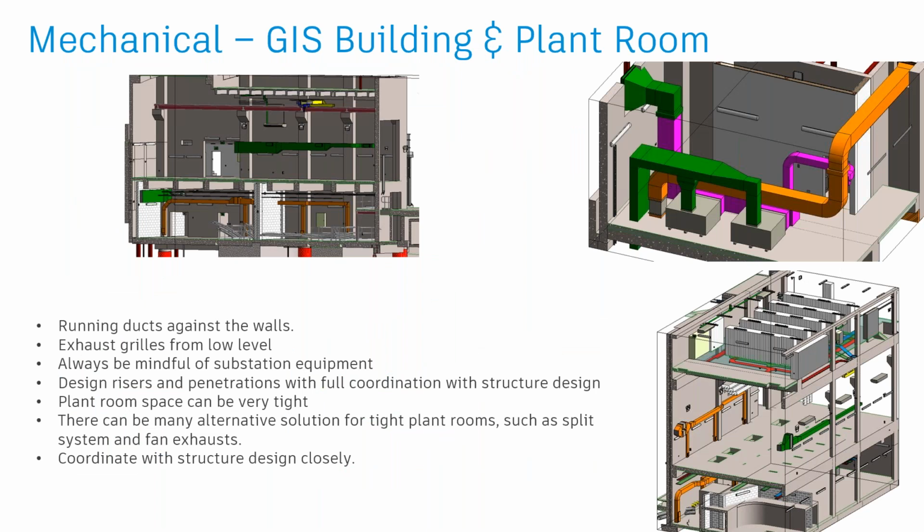Not forgetting one more aspect of the substation, the rooms, talking about the GIS building and the plant room, where we need to model things like exhaust grills and ducts. The space is so constrained that you have to be very careful about where you place your substation equipment, accounting for risers and penetrations, and the structural design so that it doesn't clash with your mechanical elements. That means making alternative design options in identifying the plant rooms which are very tight and constrained, and modeling things like split systems or fan exhausts.